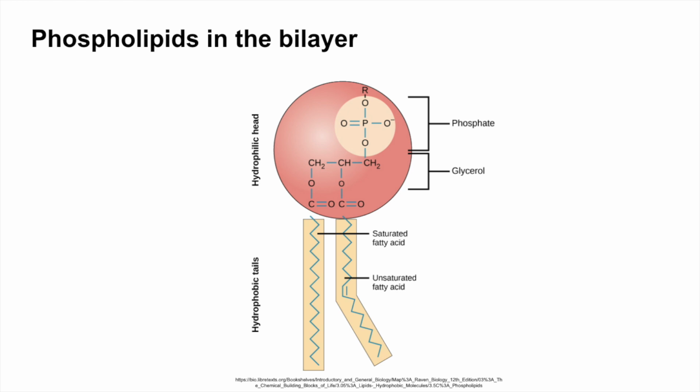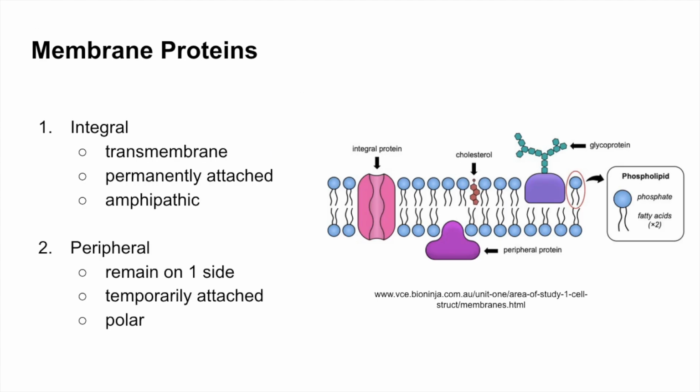The phospholipids in the bilayer are composed of phosphate heads attached to 2 fatty acids. The phosphate heads are made of 1 glycerol and 1 phosphate molecule that are hydrophilic, so they face outwards. However, the 2 fatty acid tails are hydrophobic, so they face inwards. The bilayer is also embedded with proteins that serve a variety of roles. The proteins may be integral, meaning they are transmembrane, permanently attached, and amphipathic, or peripheral, meaning they remain on one side of the layer only, are temporarily attached by a noncovalent interaction, and are polar.